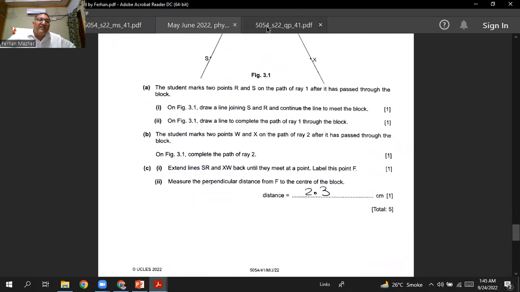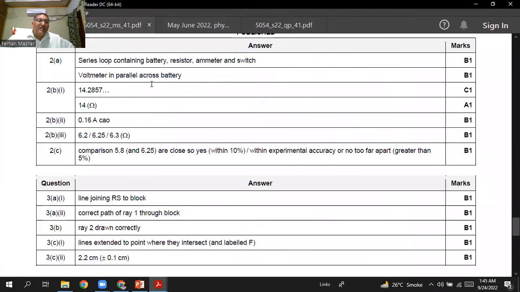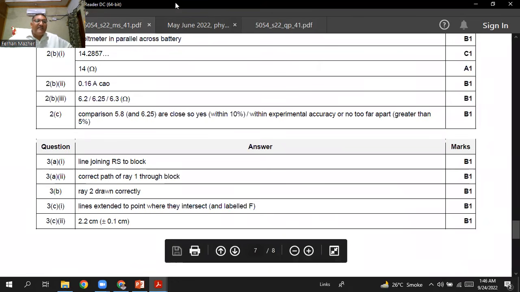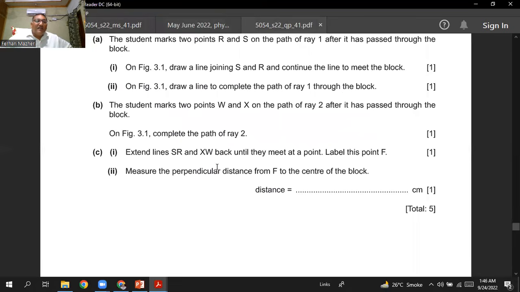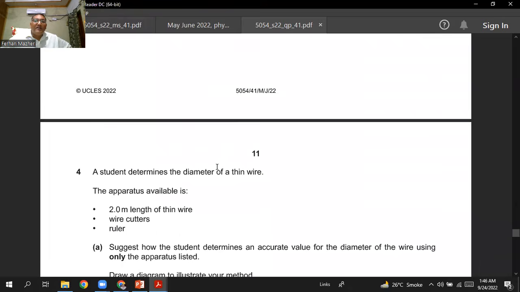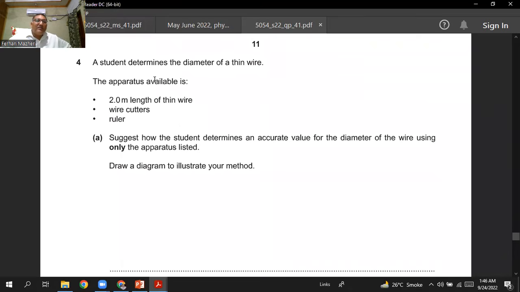It will be 2.3 centimeter. I can show you the marking scheme also, 2.2 plus minus 0.1 centimeter. So that's the answer. Then he says, we are done with this, so this is over. Okay, now we are going to the next question.